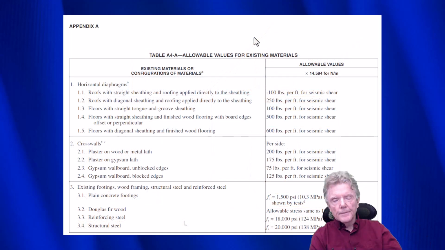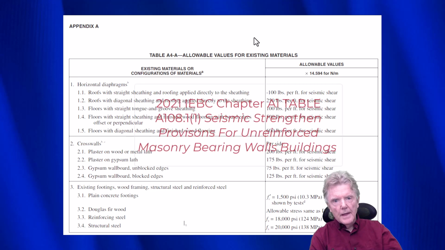I happen to know some things about this table that most people will be unaware of. In the early 1970s, the National Science Foundation gave the Structural Engineers Association a large grant in which they could test existing building materials.